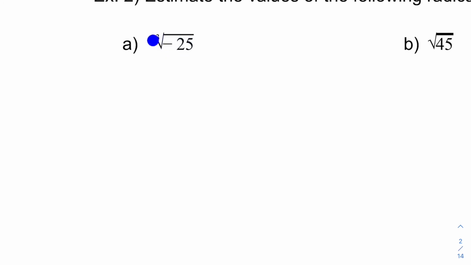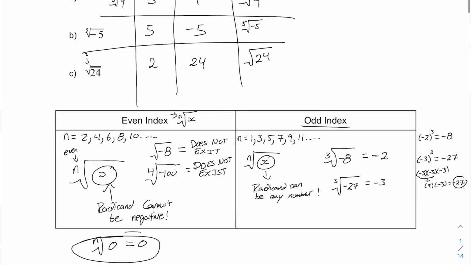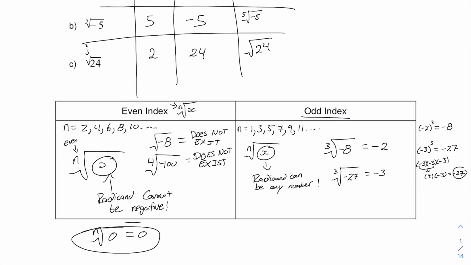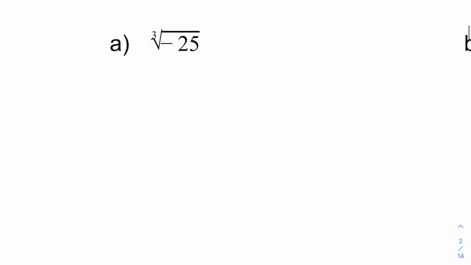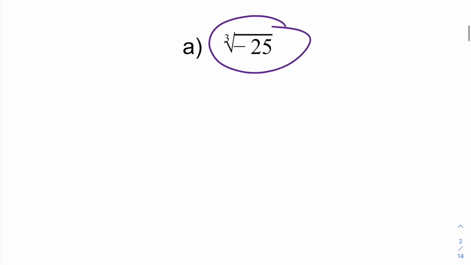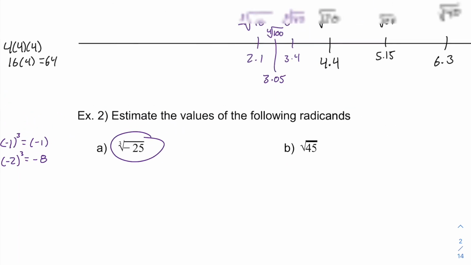Now remember, odd indexes can have negative radicands, right? Odd indexes can have negative radicands. So here, this is actually possible. What am I doing here? Well, let's go -1 cubed. -1 cubed is simply -1. -2 cubed, well, that's going to give me -8, okay?